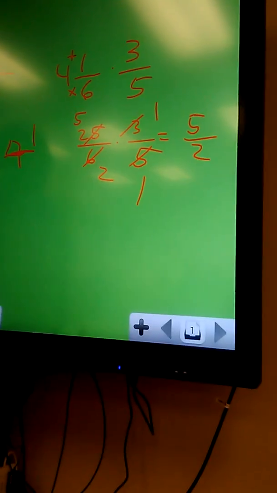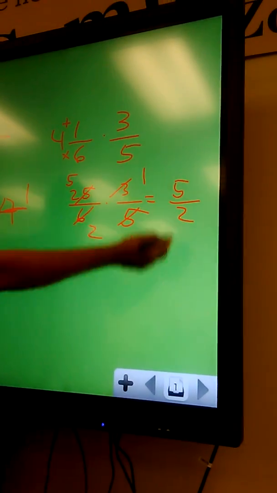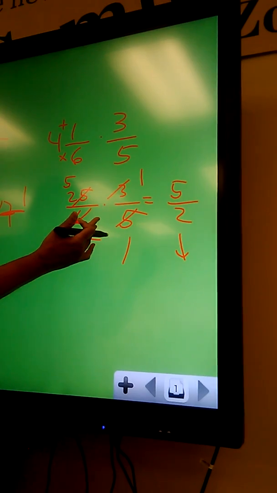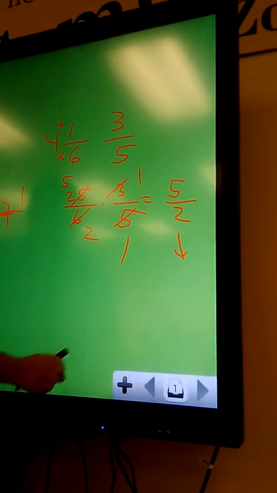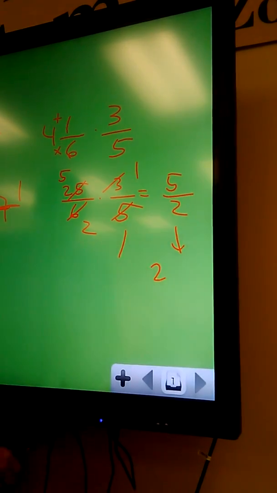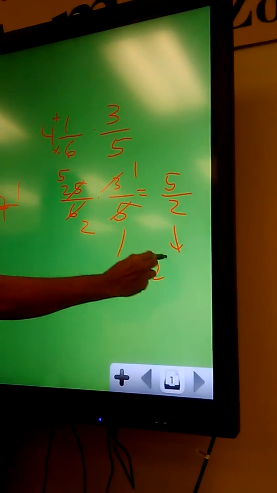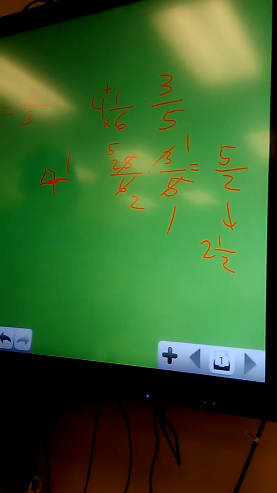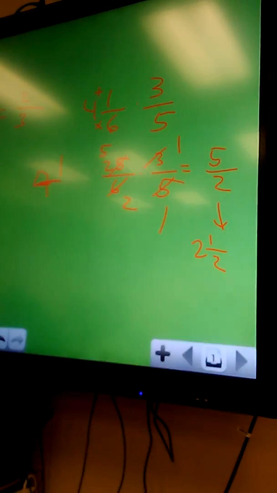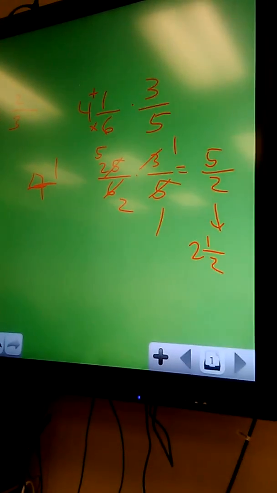right? And sometimes the answer will be an improper fraction. Sometimes you may have to convert the answer back into a mixed number. So what is the mixed number for it? 2 goes into 5 how many times? 2 times, 1/2, and 1 left over. Right? So you may have to kind of deal with that kind of stuff.